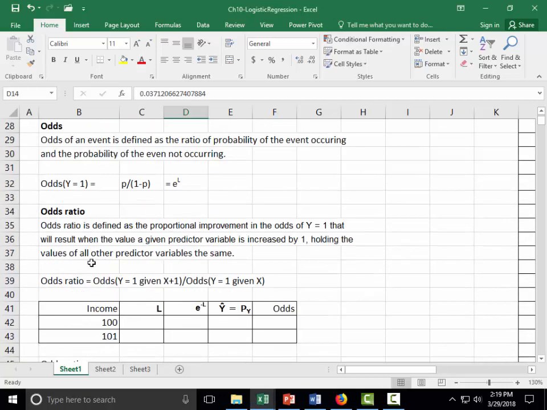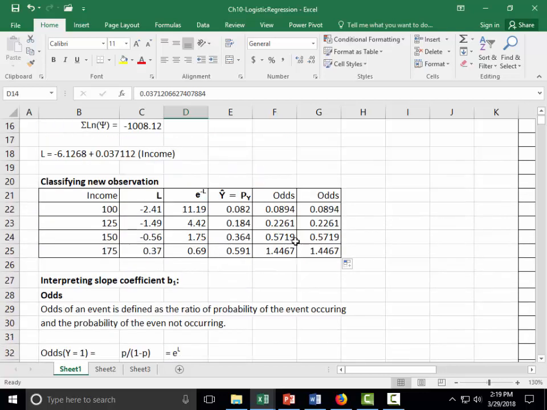So now we are going to define what is called odds ratio. Odds ratio is defined as the proportional improvement in odds. Okay, so we computed odds, right? When you change the x value, the odds change. If x value changes, odds will change naturally, because otherwise it's not doing anything to your y. When the x values change, the probabilities change, and when probabilities change, the odds change, right?